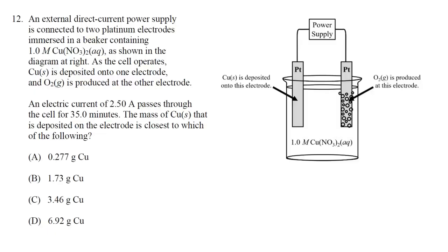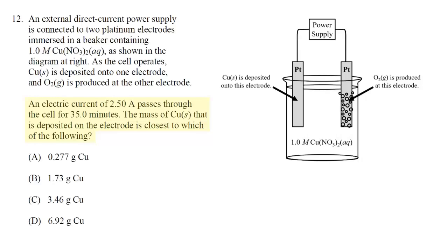In question 12, it says an external direct current power supply is connected to 2 platinum electrodes immersed in a beaker containing a 1.0 molar solution of aqueous copper nitrate, as shown in the diagram at right. As the cell operates, solid copper is deposited onto one electrode and oxygen gas is produced at the other electrode. An electric current of 2.50 amps passes through the cell for 35.0 minutes. The mass of solid copper that is deposited onto the electrode is closest to which of the following?